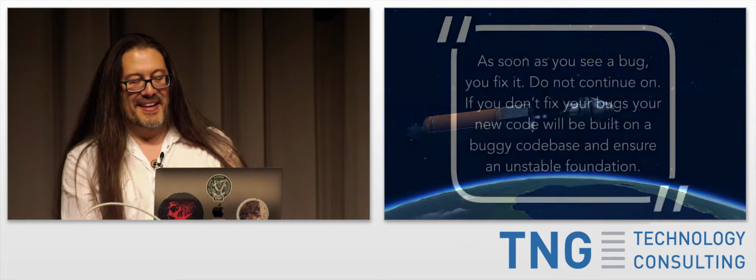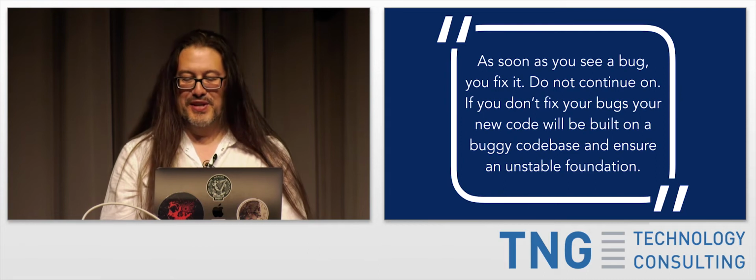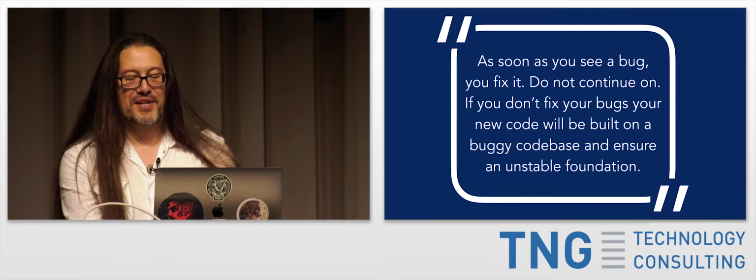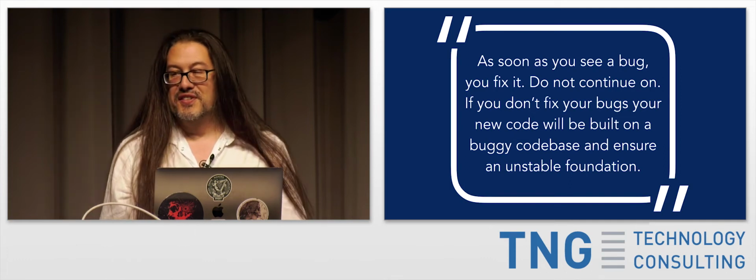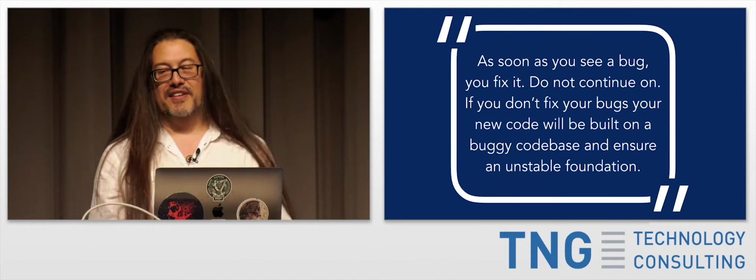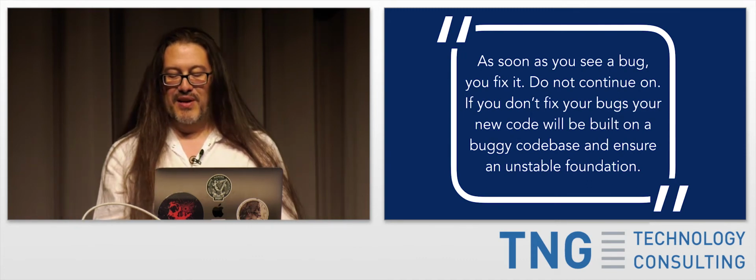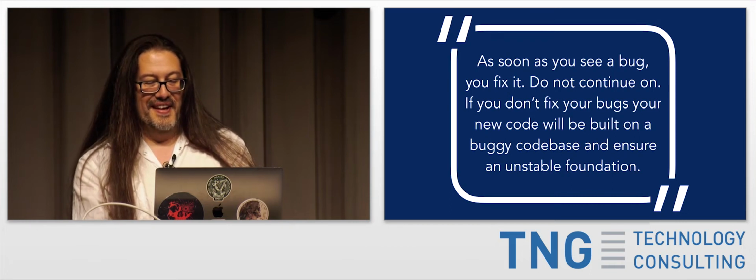After 1992, Id Software's second stage of company development was complete, along with another very important principle. As soon as you see a bug, you fix it. You do not continue on. If you don't fix your bugs, your new code will be built on a buggy code base and ensure an unstable foundation. If you check in buggy code, someone's going to be writing code on your bad code, and you can just imagine how much waste that creates when you finally decide to fix that bug later on. You're going to be rewriting a lot of code.